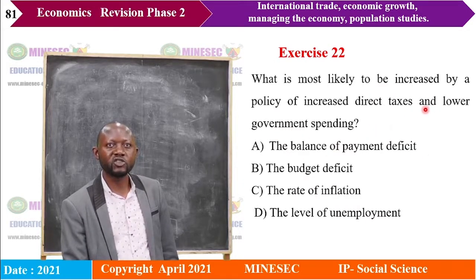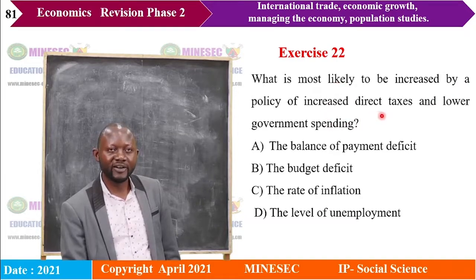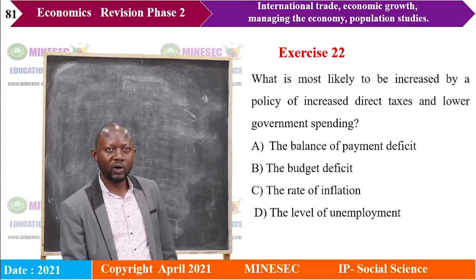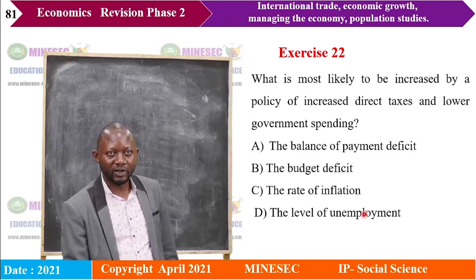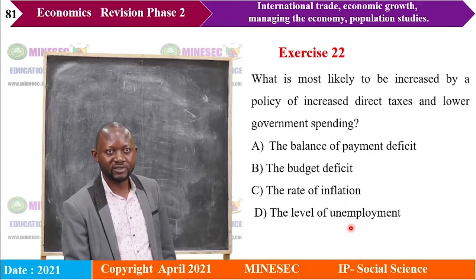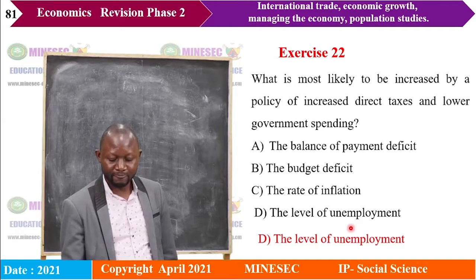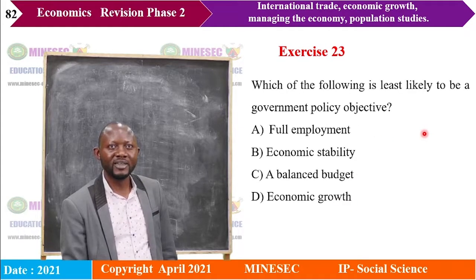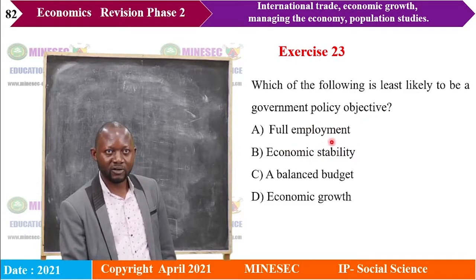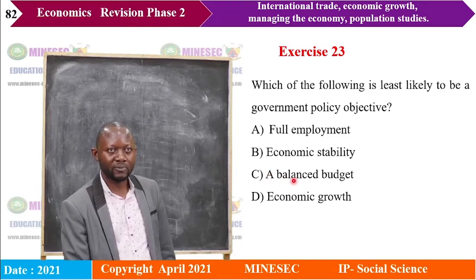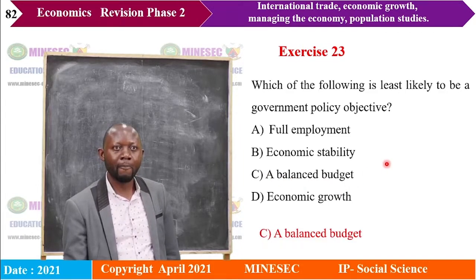What is most likely to be increased by a policy of increased direct taxes and lower government spending? We have balance of payment deficit, budget deficit, rate of inflation, the level of unemployment. The level of unemployment is likely to be increased. So the right answer there is C. Which of the following is least likely to be a government policy objective? We had full employment, economic stability, balanced budget, economic growth. The government must not go off the balanced budget with deficit or surplus. So the best option is C.